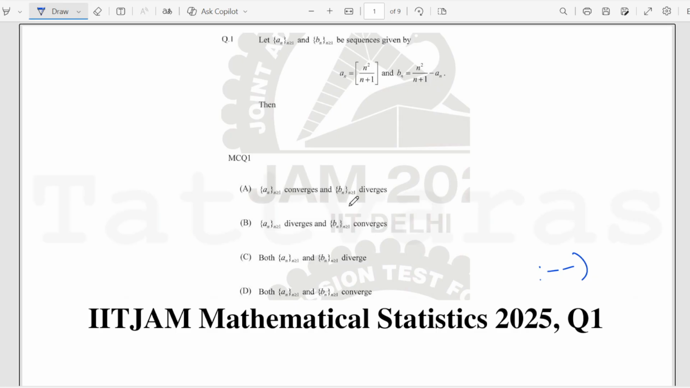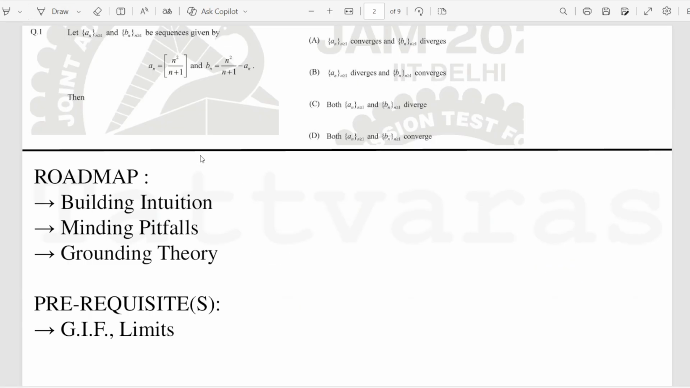Let's get started with this question on greatest integer function and limits of sequences. It's simple. You are given two sequences and you have to talk about the convergence and divergence of both.